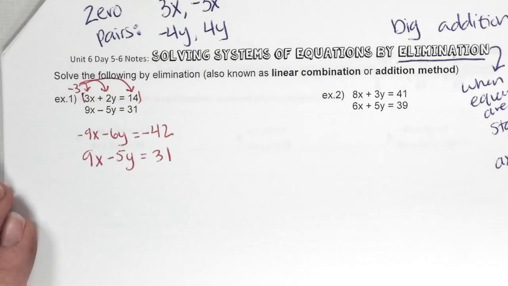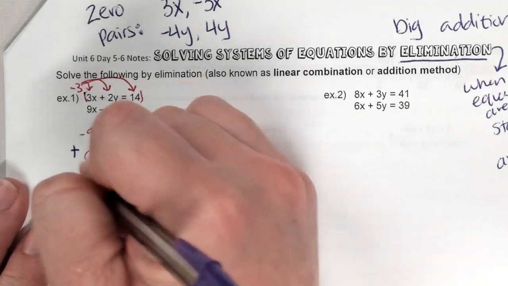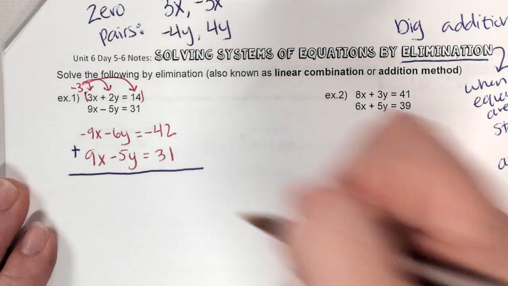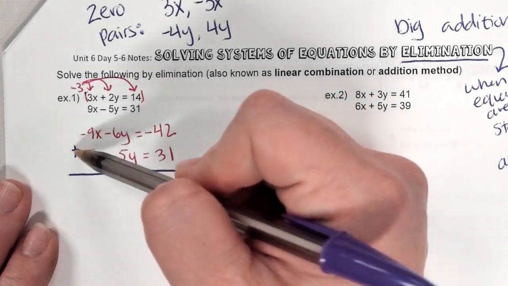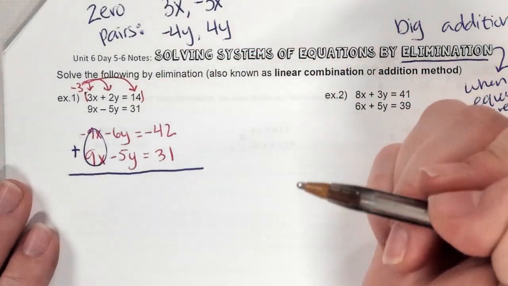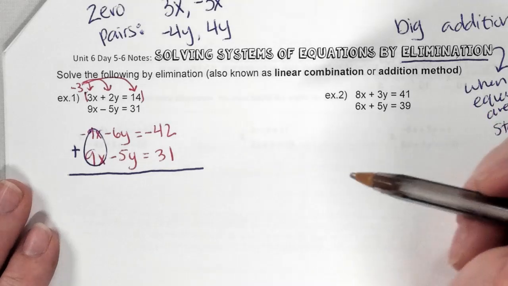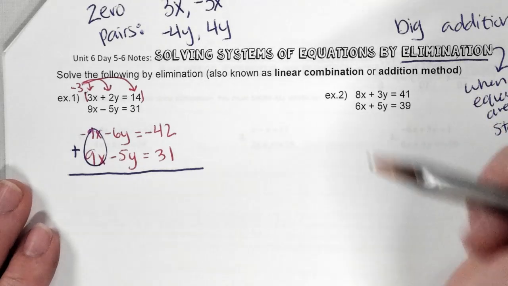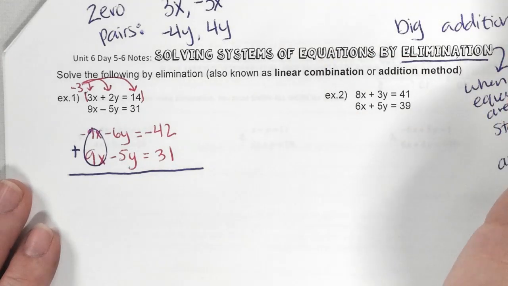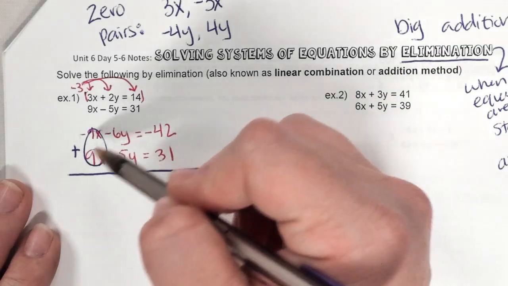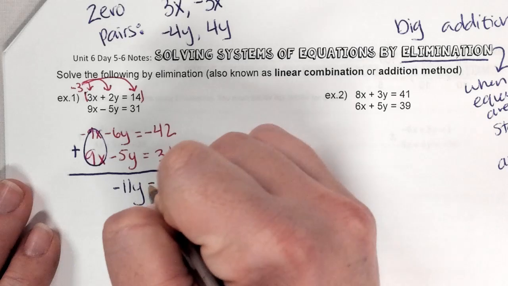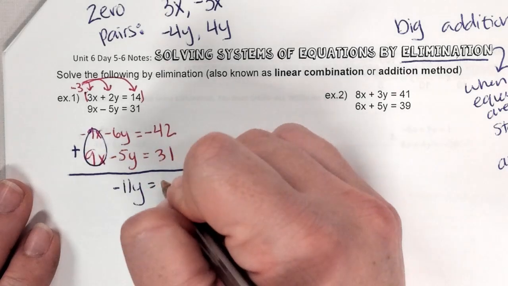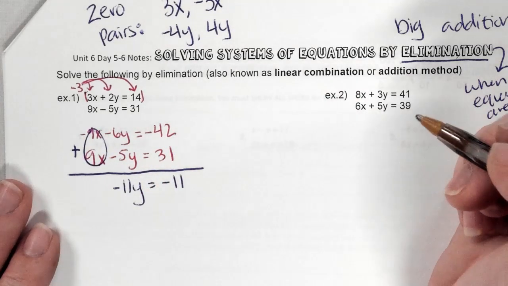And this is why I call it big addition, because you remember elementary math when you did the math problems up and down? That's what we're making it look like. What's negative 9x plus 9x? 0. I always want a zero pair. If I don't have a zero pair, we're wasting time. We're just creating a third equation, and that's a waste of life. What's negative 6y plus negative 5y? Negative 11y, and then negative 42 plus 31 is also negative 11.